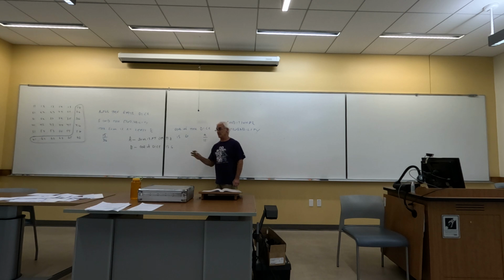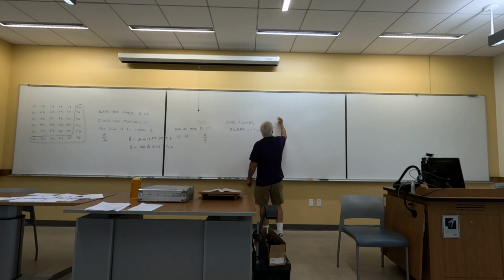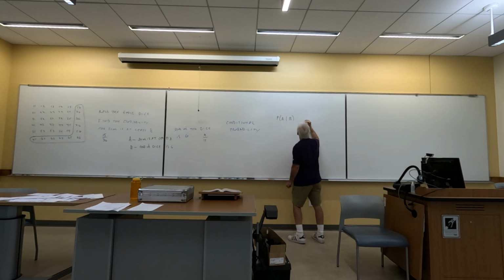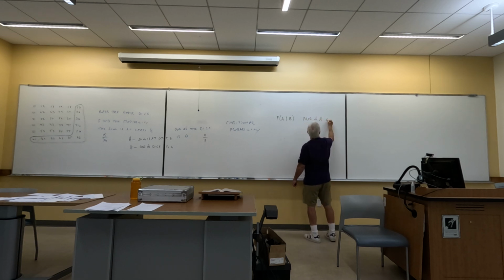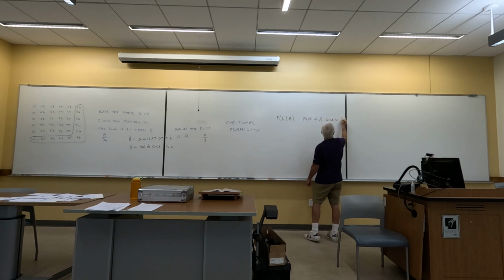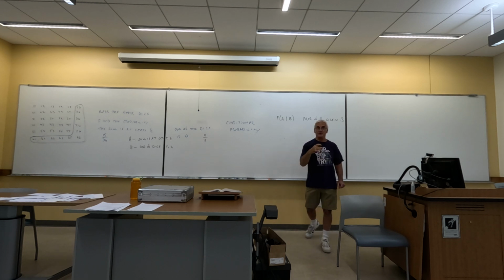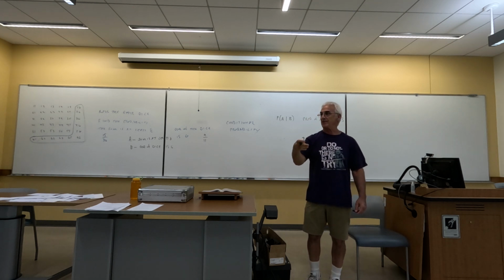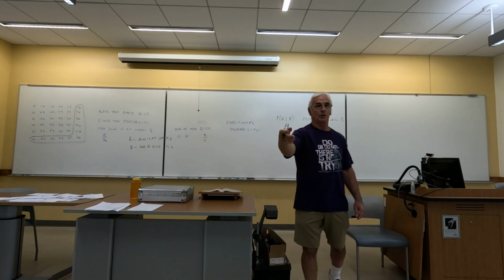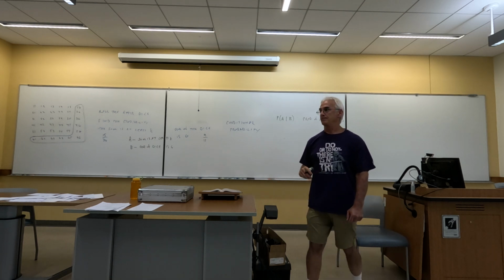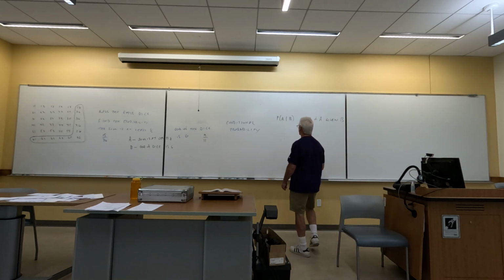Okay, so let me give you a little bit of notation. The notation, this is general. The probability of A, vertical bar, B, this is the probability of A given B. In other words, what is the probability of event A occurring given that we know event B occurred? Okay. Vertical bar, this is not a quotient.